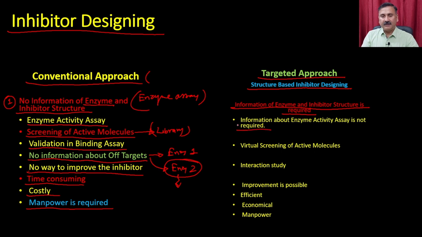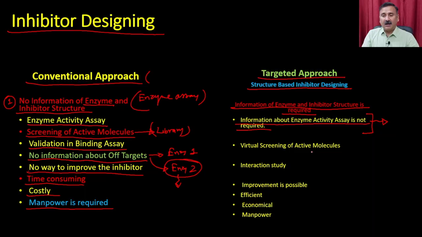So the information about the enzyme and the inhibitor structure is essential if you want to make the targeted approach. You don't require the information about the enzyme activity assay because you're not going to perform the activity assay in the first step, right? First, you are going to analyze the enzyme and the inhibitor structures and see whether they are compatible with each other or not. You are going to perform the virtual screening of the active molecule. So it is actually very, very fast, and it does not require you to perform the activity assay.